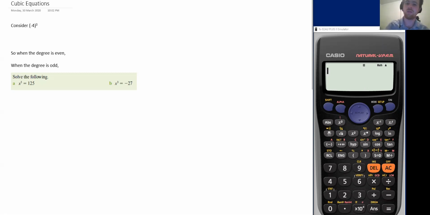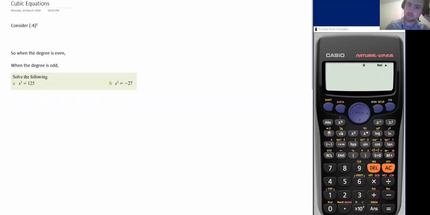Okay, last lesson we looked at quadratic equations. Quadratic equations are equations that have a squared term in them, so x squared or something like that. A cubic equation is anything that has a cube term or something to the power of 3. So let's say x to the power of 3 or y to the power of 3. We consider that a cubic equation.